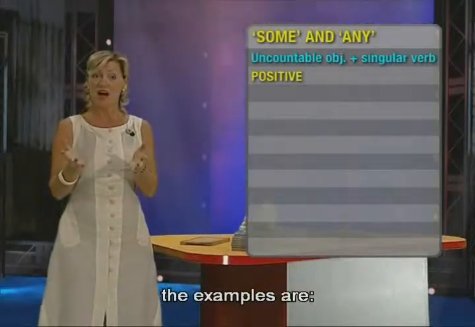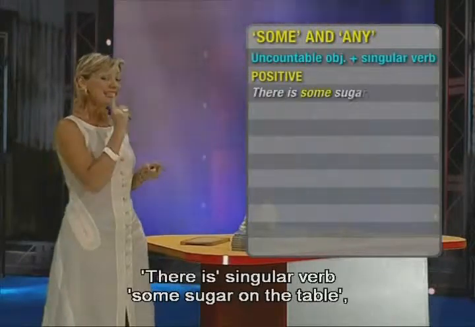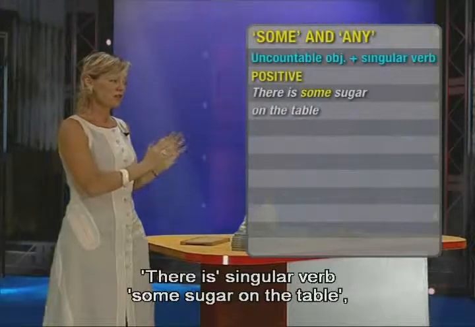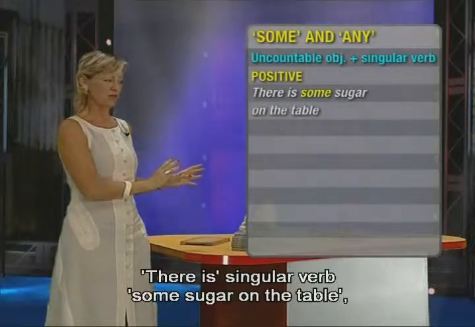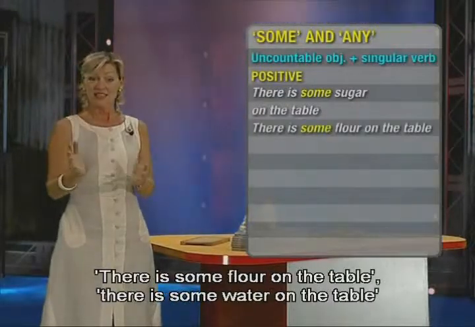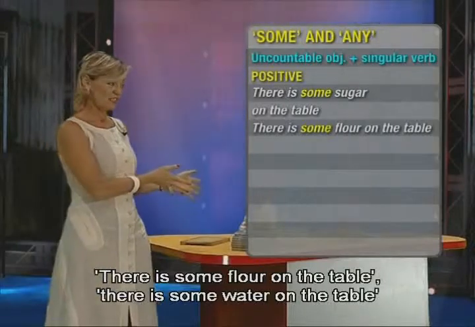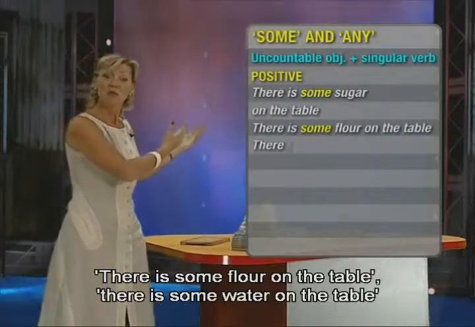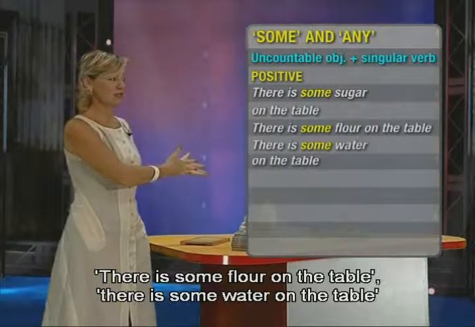Now, let's move on to uncountable objects, these ones here. The examples are, there is, singular verb, some sugar on the table. There is some flour on the table. There is some water on the table.